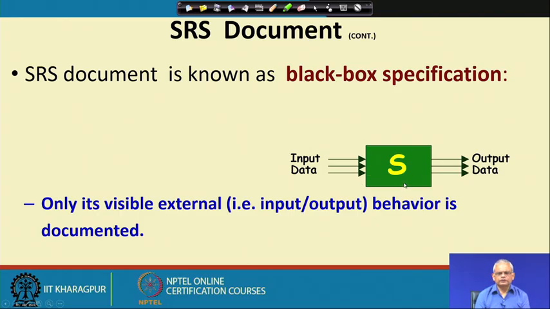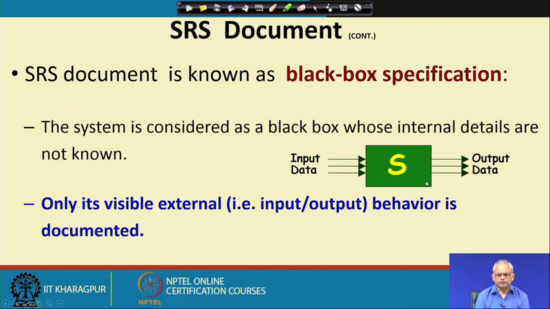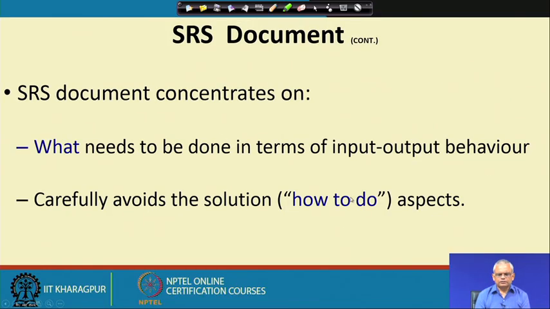We do not know which function inside does what based on the input data, but we know what will be input, and based on this what output will be generated, that is the input output behavior. The internal details we should not try to document; we just document the input output behavior, that is, based on input what sort of output should be produced. In other words, the SRS document should focus on what needs to be done, what the system should do based on the input data.